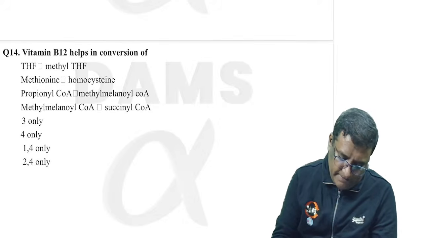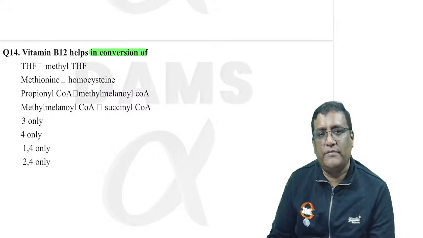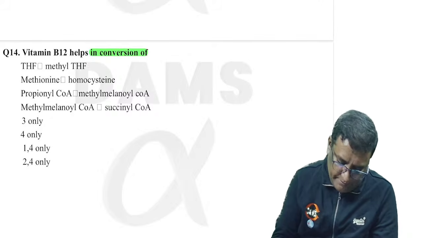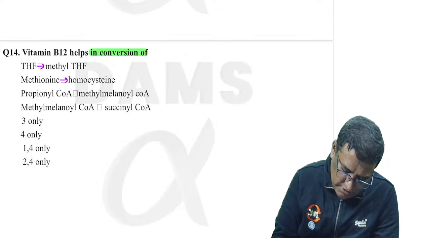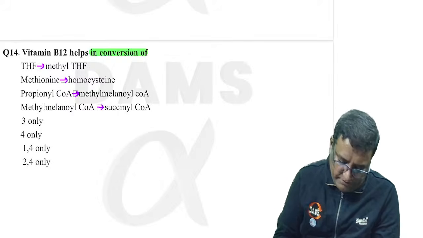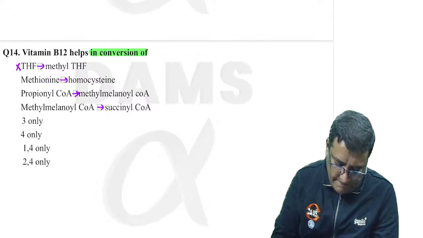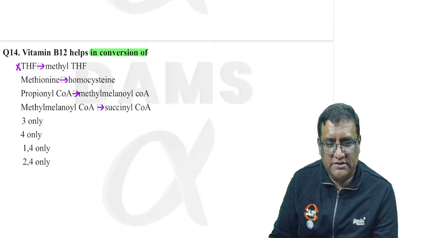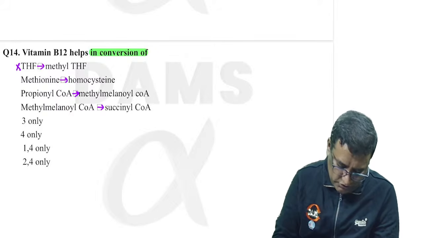Question 14. Vitamin B12 helps in conversion of what? THF to methyl THF, methionine to homocysteine, propionyl-CoA to methylmalonyl-CoA, methylmalonyl-CoA to succinyl-CoA. THF to methyl THF? No. It will help in conversion of methyl THF to THF, if you want to know. Methionine to homocysteine? No. It will convert homocysteine to methionine. So this is also wrong.